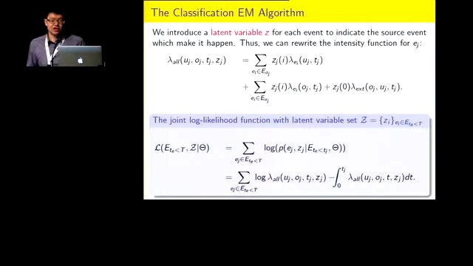In order to infer the parameters, we use the classification EM algorithm. Since it's very hard to infer the parameters directly from the likelihood function, we introduce a latent variable for each event to indicate the source event which made it happen. Thus, we can rewrite the intensity function for any event in this form, and the joint likelihood function with the latent variable set for the event cascade can be written in this form.